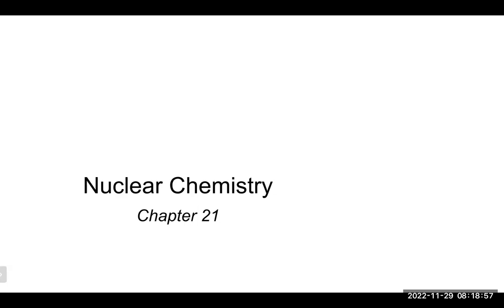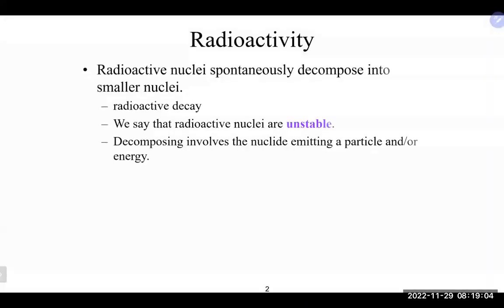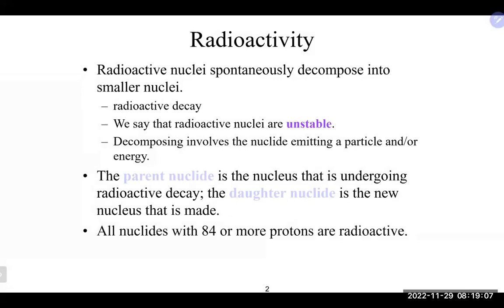Chapter 21 here, which is nuclear chemistry. So let us get into it here. Nuclear chemistry obviously involves radioactivity. Pretty much, radioactivity is the emission of energy through space in the form of waves. Radioactive nuclei spontaneously decompose into smaller nuclei. When that happens, that is what's referred to as radioactive decay.